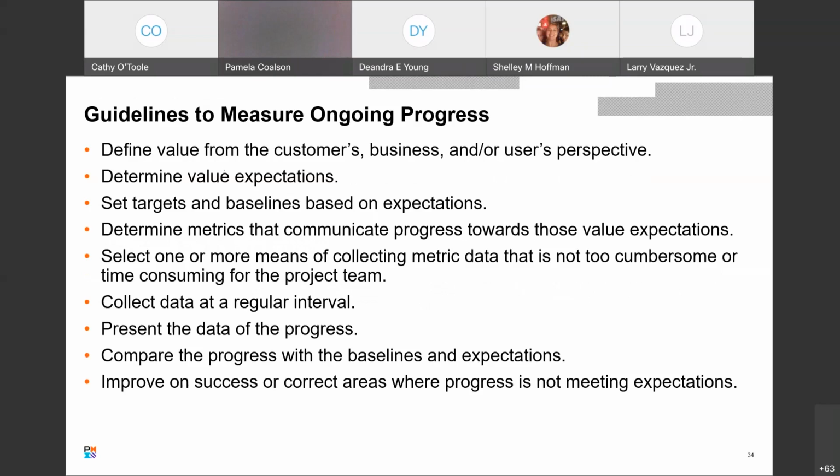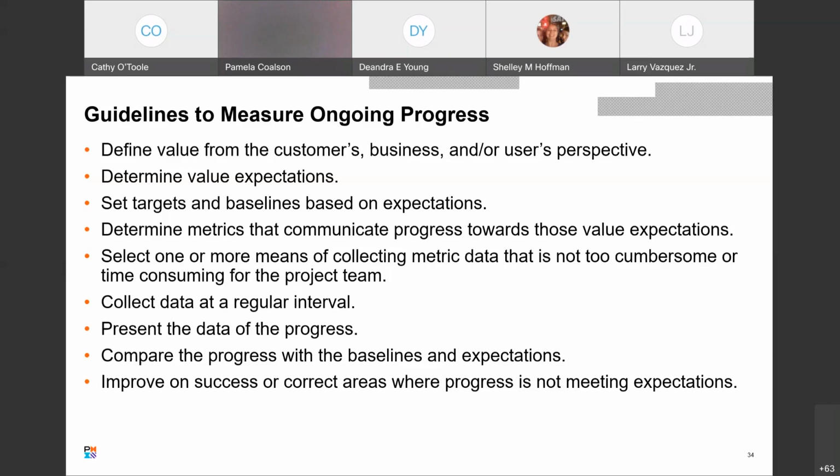Guidelines to measuring ongoing progress. You define the value from the customer, the business, and the user's perspective, and then you determine what the value expectations are. You set the targets and the baselines based on the expectations. You determine metrics that will communicate progress towards those value expectations. You select one or more means of collecting the metric data that is not too cumbersome or time-consuming for the project team. You collect that data at a regular interval, and you present the data of the progress.